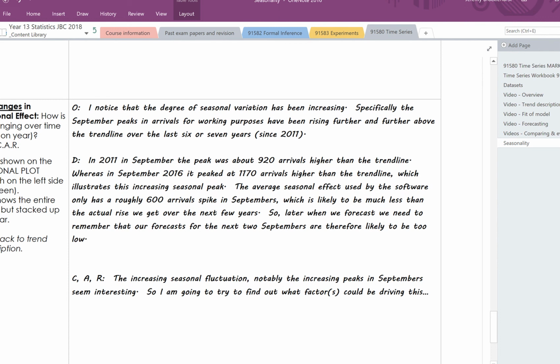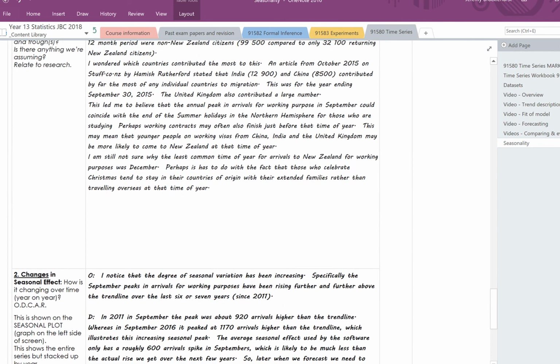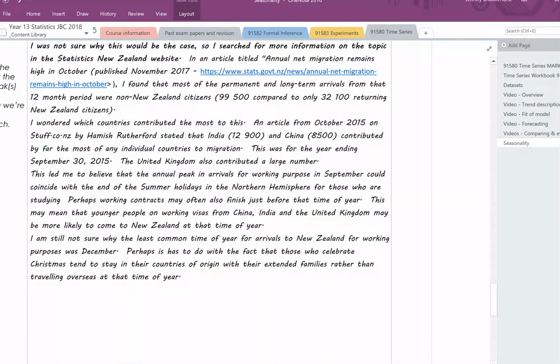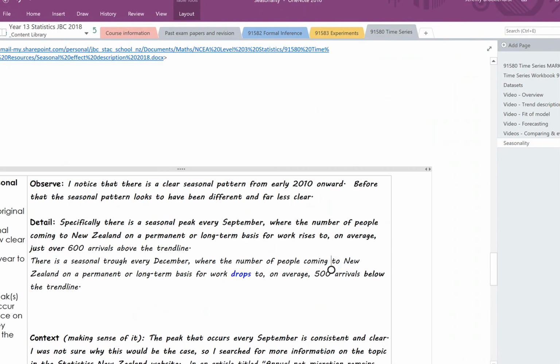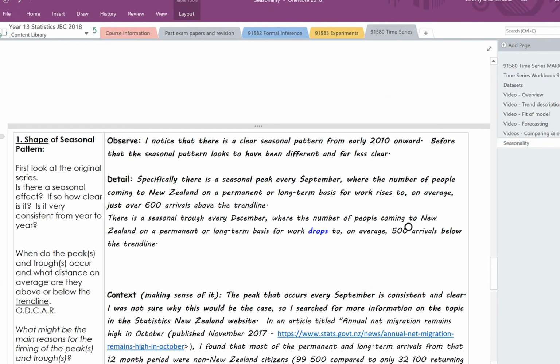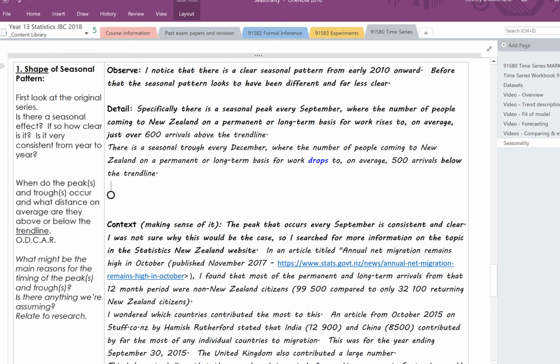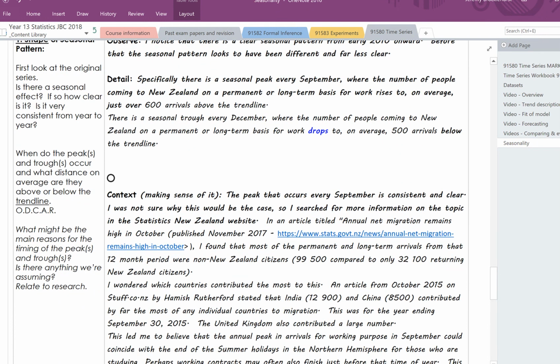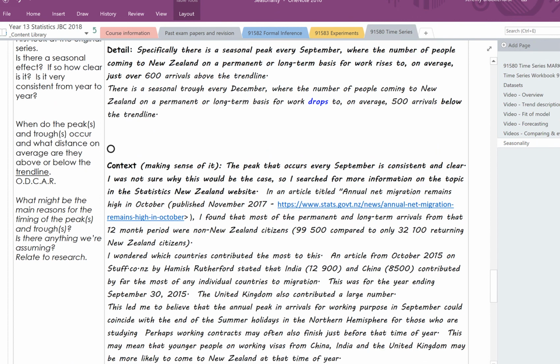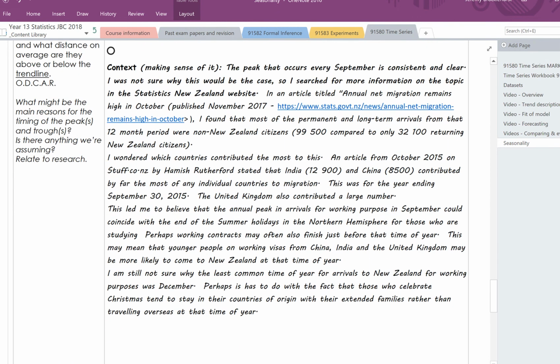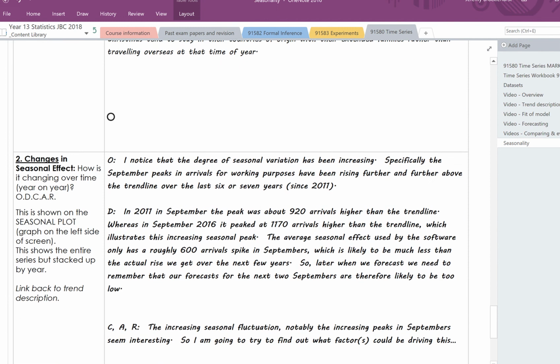Quick recap though, when you're describing seasonality, start by looking at the original graph, not the seasonal graph. Talk about whether there's seasonality and how clear it is. Then talk about when the peaks and troughs are, give numbers to back it up. Then relate it to the context, try and make sense of what might be driving these peaks and troughs. Then look at how constant the seasonal pattern is. Has it been increasing? Has it been staying about the same?